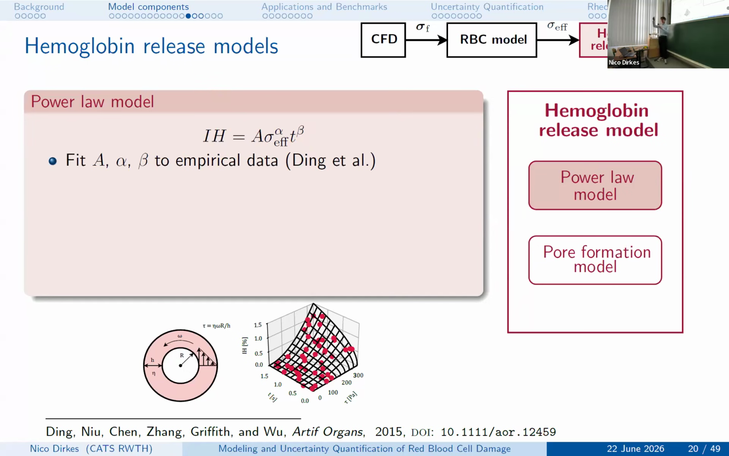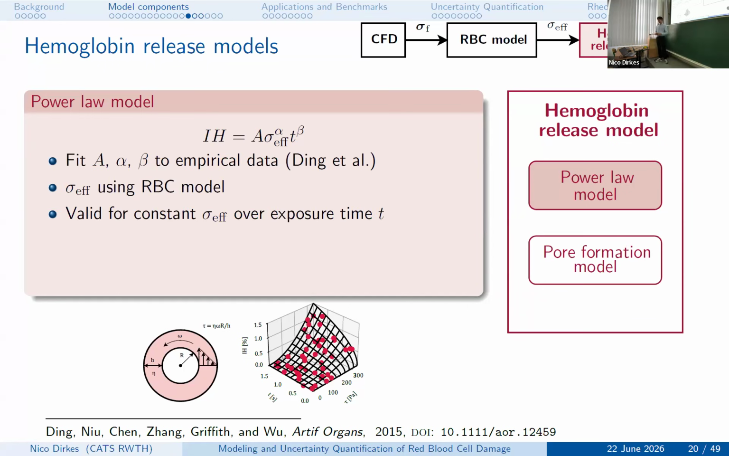So you get a lot of points, and then you try to fit a curve through this 3D space to basically fit the points as well as possible. And this is how these parameters are determined in these simple experiments. And then the same parameters are used to predict hemolysis in more complex geometries.